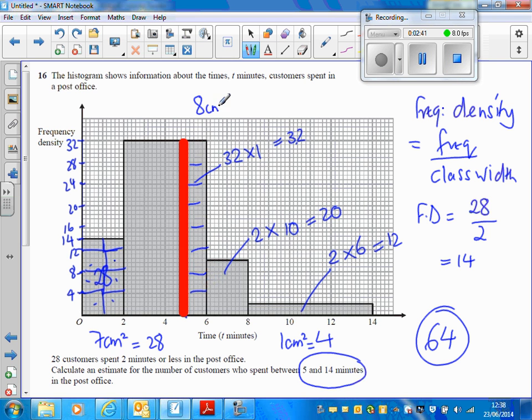Here we have 4 square centimetres there plus another 2 halves. That's 1, 2, 3, 4, and that's 5. So this is 5 square centimetres. This one, each of those is 1 square centimetre, so that's 3 square centimetres. Altogether then we've got 8 and 8, which is 16 square centimetres. And if 1 square centimetre is 4 customers, then 16 square centimetres again will be 64.